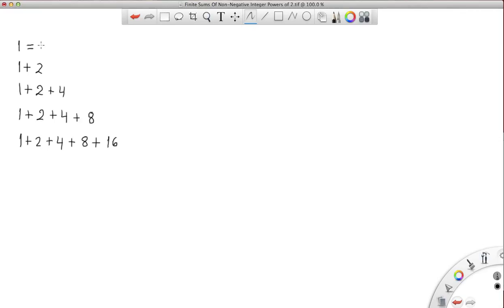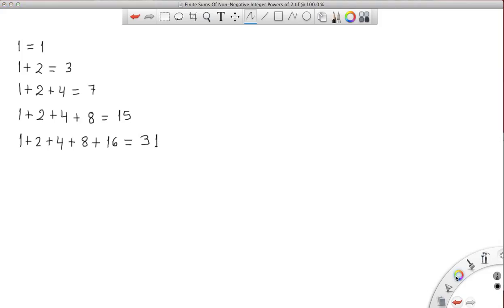If we only have the number 1, then that's it, 1. When we add 1 plus 2, we get 3. When we add 1 plus 2 plus 4, we get 7. Then here we have that same sum plus 8, so 7 plus 8 equals 15. And then in this sum, we have 1 plus 2 is 3, plus 4 is 7, plus 8 is 15, and 15 plus 16 equals 31.